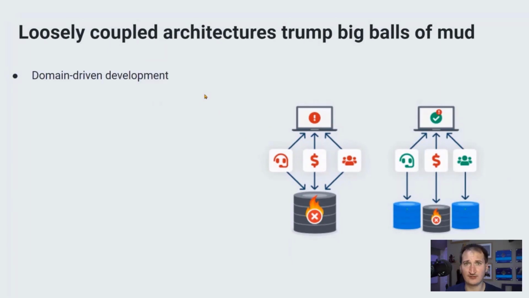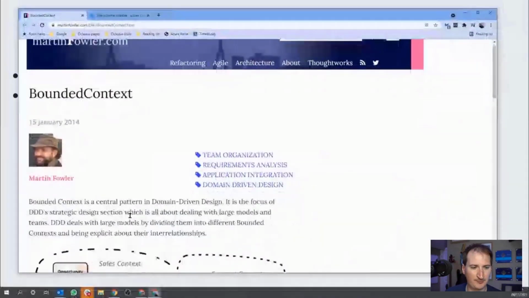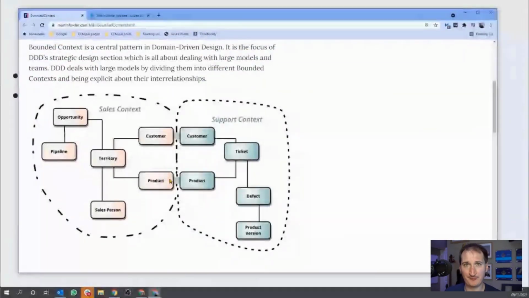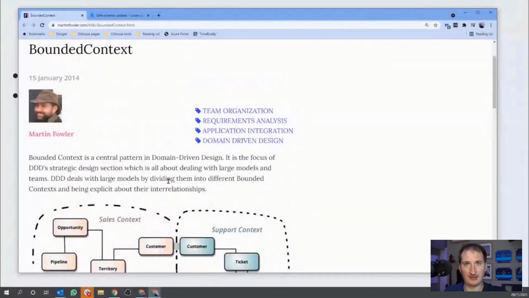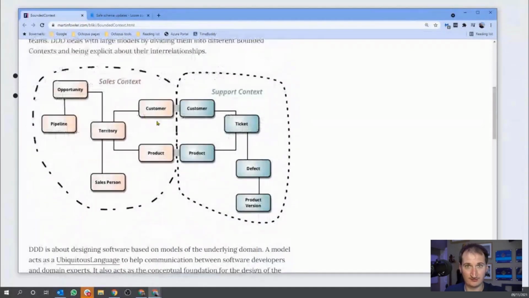Well, the first thing we can do is read about domain-driven development. And this is about basically understanding what bits of the puzzle the various different systems need to look after. And once we've done that, we can start looking at things called bounded context. Now, the easiest way to talk about bounded context is to open up Martin Fowler's bounded context blog post and look at this diagram here. So in this example, we have a sales system and a support system, and the sales system cares about stuff like opportunities and pipelines and salespeople, and the support system cares about things like tickets and defects. Both systems care about customers and products, and that's great.